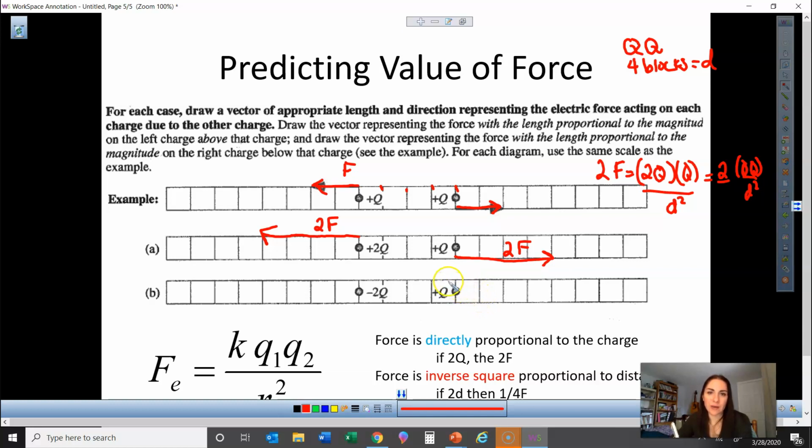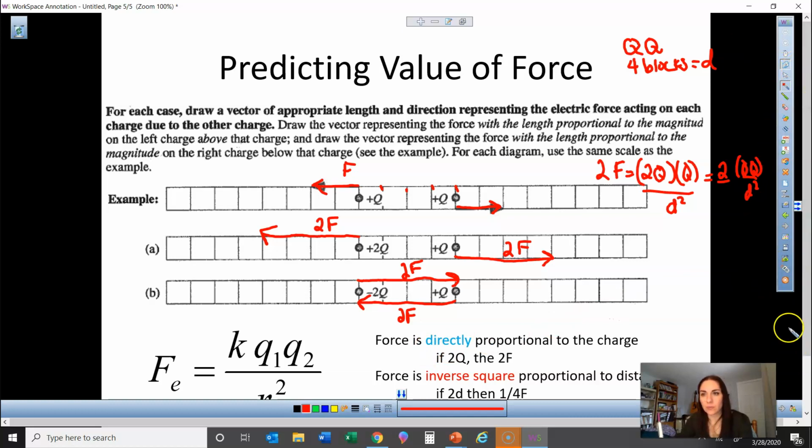So I want you to predict the value of force if I change either the distance or the amount of charge. So take a look at here. It's the same scenario, but now one of them is negative. So we're going to have twice as much force because I have extra charge by 2. But now they're going to go inward, right? So this one's going to be attracted to this by 4 blocks. 1, 2, 3, 4 to represent 2F. And this is 1, 2, 3, 4, 2F. Like that.